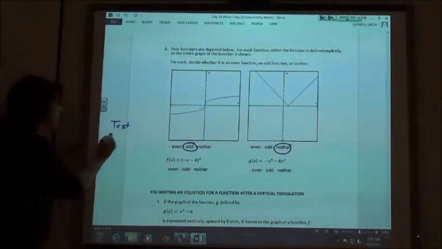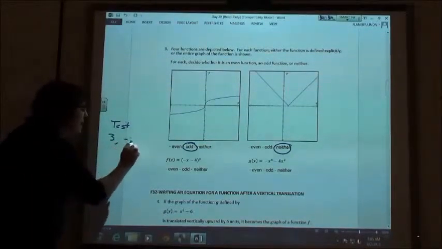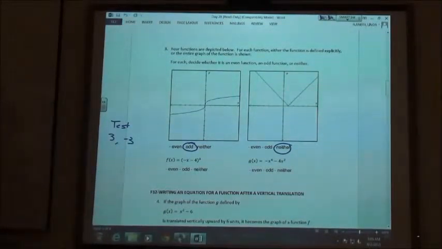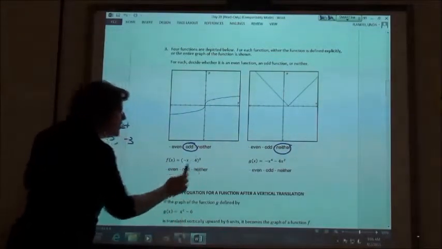What we're going to do is test the values of 3 and negative 3. If we get the exact same answer, it's an even function. If we get opposite answers, it's an odd function. And if we get 2 answers that have nothing in common, it's a neither function. So we're just going to plug in the 3 and the negative 3 and solve these.